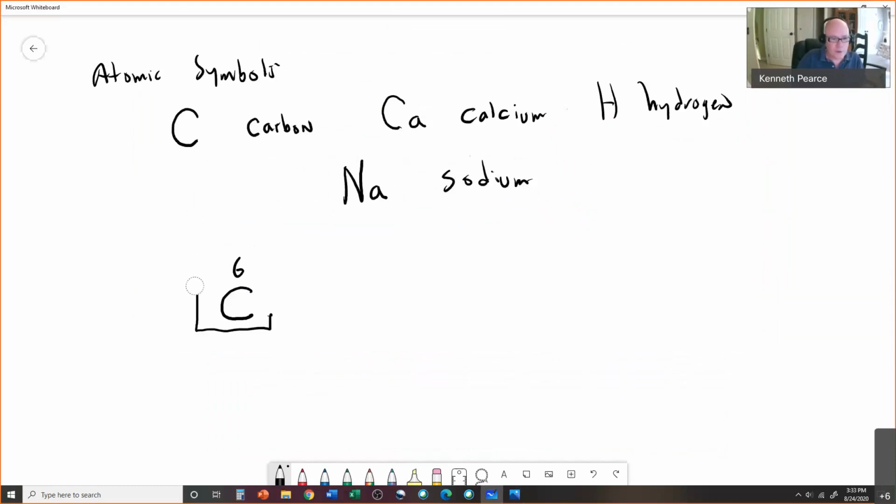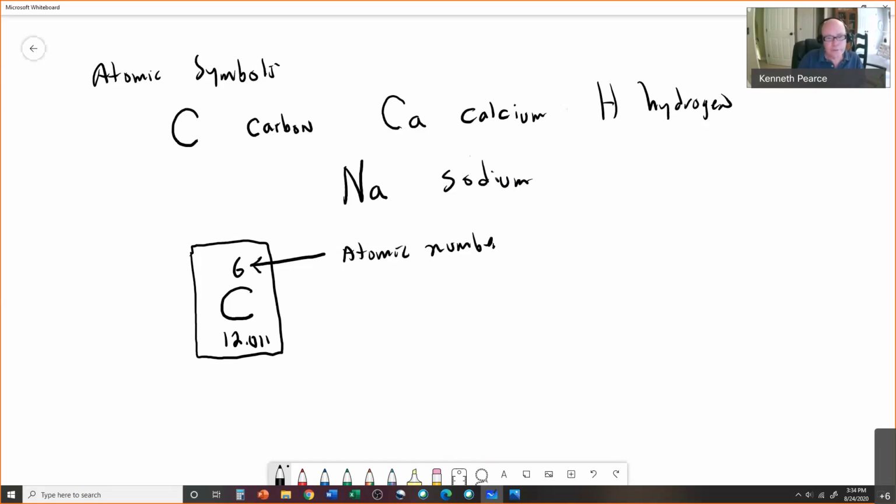Okay, now hold on. Let me erase this, make a little box a little bit bigger. And if you look on the periodic table, you will see this for carbon. Now we'll mess with the bottom number in a little bit. Let's just focus on the top number. That top number is what's called the atomic number, and it represents the number of protons. The periodic table is organized by the number of protons.